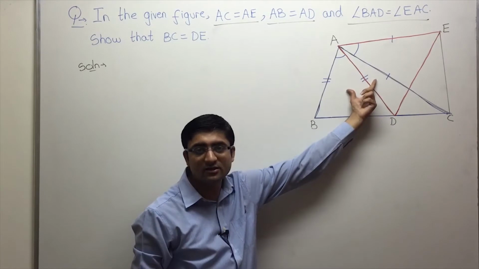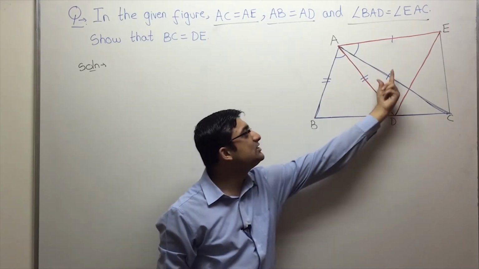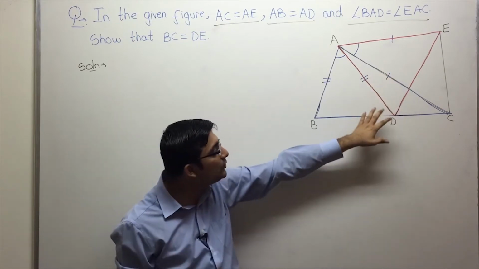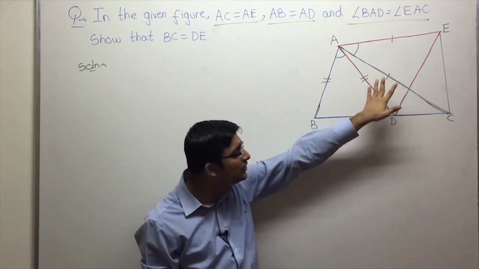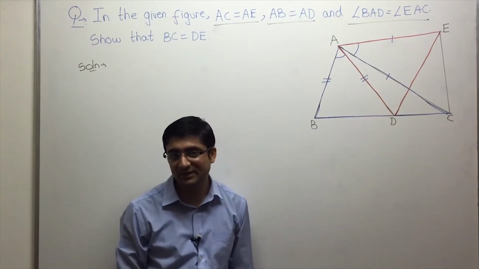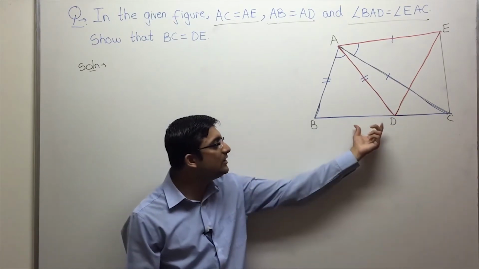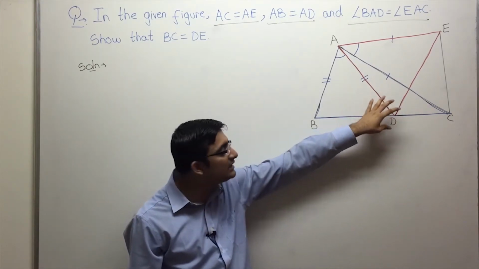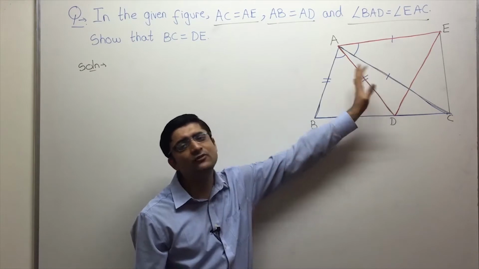That is, the blue triangle over here, triangle ABC, is congruent to the red triangle, triangle ADE. I repeat, all we have to do is show these two triangles are congruent. The moment these two triangles are congruent, automatically BC will be equal to DE. So that is the thought process. Remember, whenever you want to show two sides as equal or two angles as equal, identify the triangles which have those as the parts and prove them to be congruent.